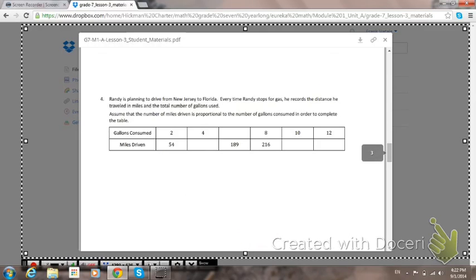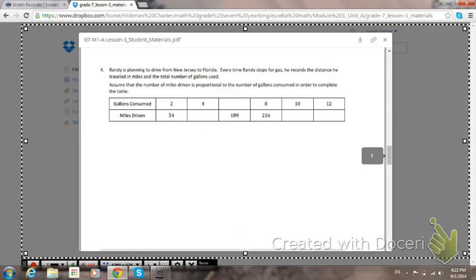Hopefully, you guys are getting this. If you don't, you could always call. There'll be a practice set, a problem set to go along with this one.